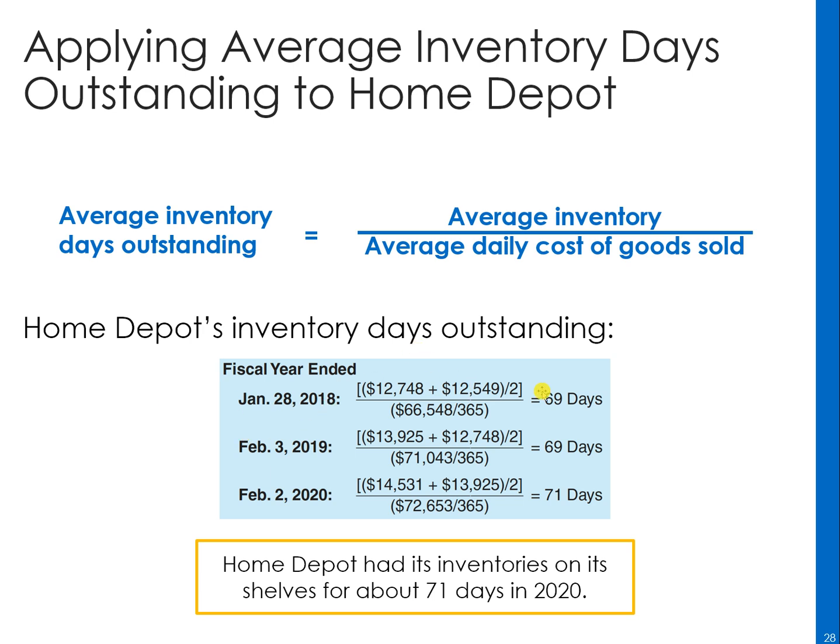If you look at Home Depot's inventory days outstanding, it's relatively stable, but there are 2 days that jumped from the previous 2 years. It's a red flag. You need to take a look at what is happening. I believe that's maybe COVID related, but the 2021 report is going to show an even higher inventory days outstanding.